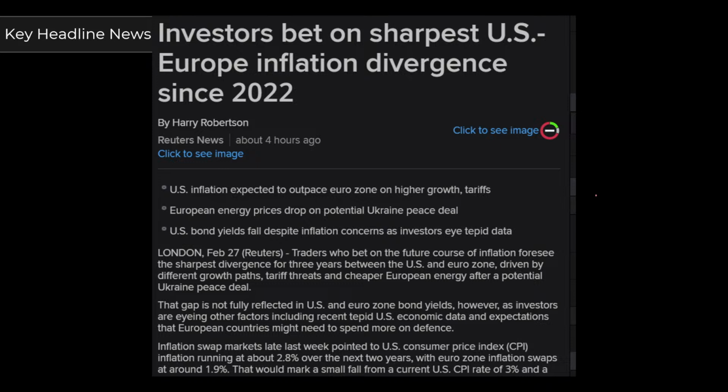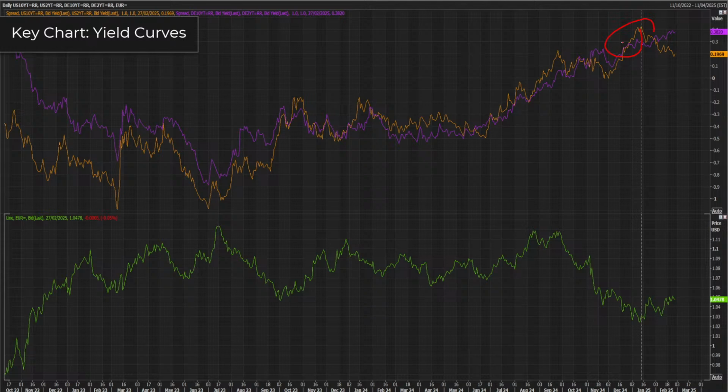Now, as a result of that, and this is an important chart to pay very close attention to because divergences like this very seldom appear, what you can see between these two curves, the purple curve is European 10s, the orange curve is US 10s, is quite a significant divergence that started midway through January.